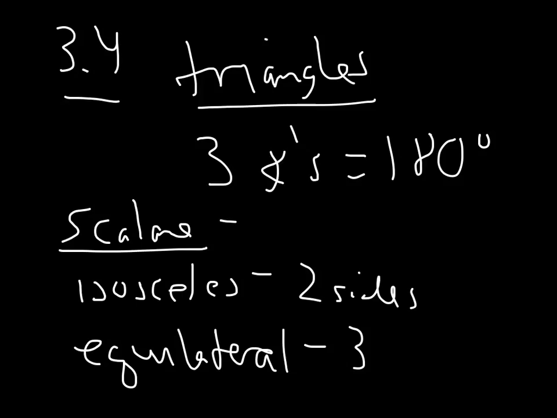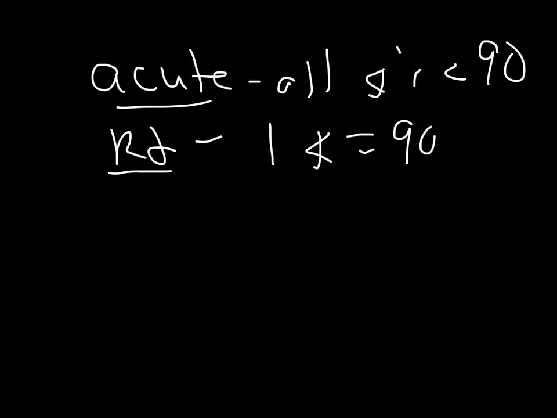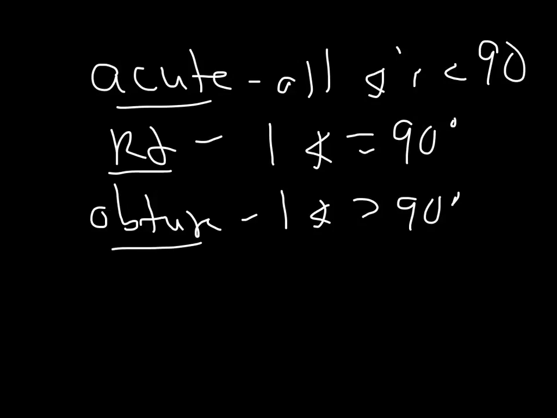You should also know the names of triangles by angle measure. We have acute triangles, where all angles are less than 90. A right triangle, one and only one angle equals 90. And an obtuse triangle, one and only one angle is greater than 90 degrees.